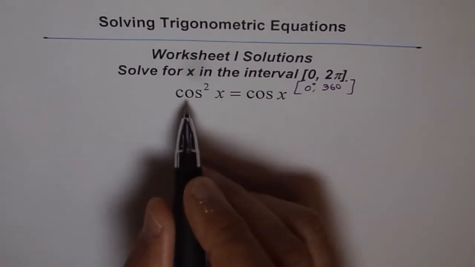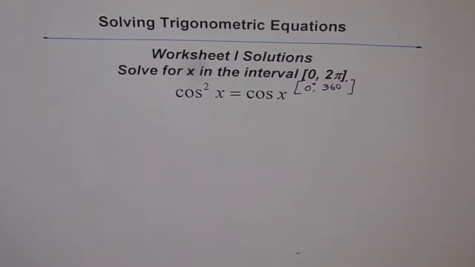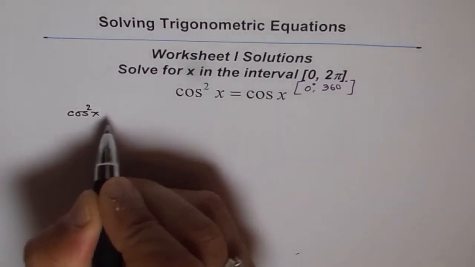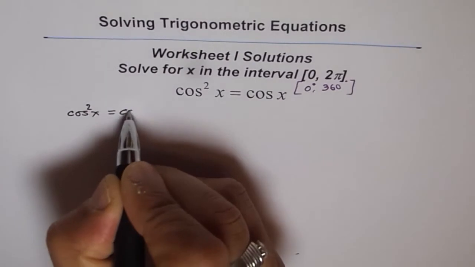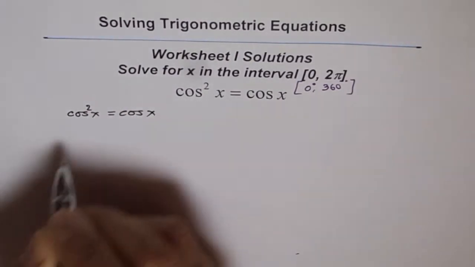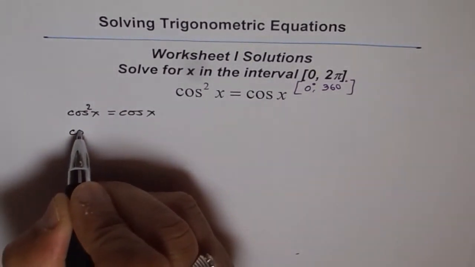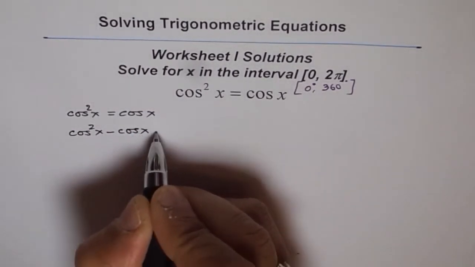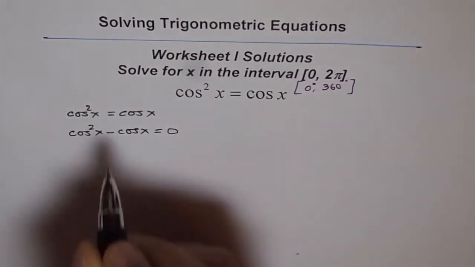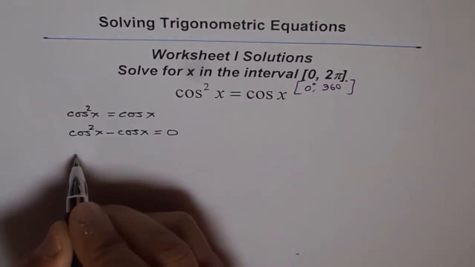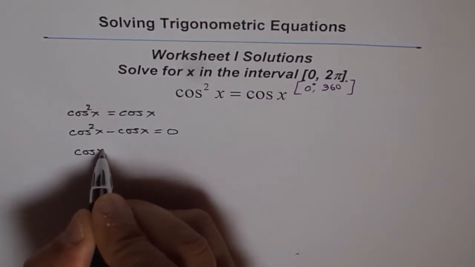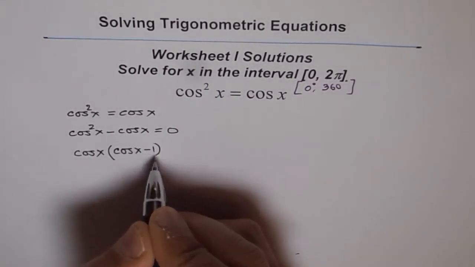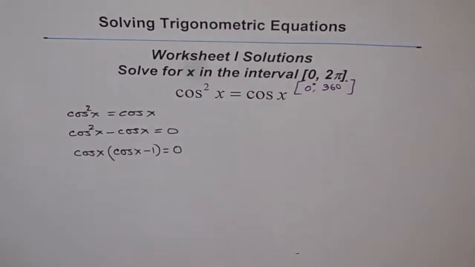So now let's try to solve this equation. Let me start by writing cos square x equals cos x, right? Let's bring cos x to the left side. Then the equation becomes cos square x minus cos x equals 0, right? And now we can factor cos x from here. If you factor cos x, what do you get? You get cos x times (cos x minus 1) equals 0, correct?